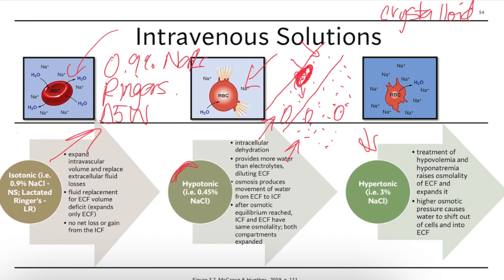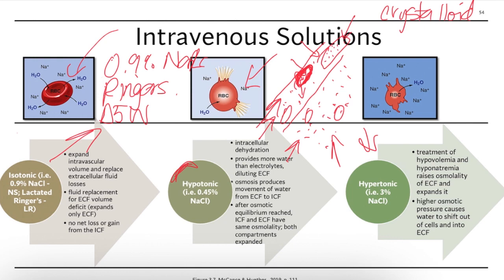So let's imagine that. I'm going to draw another, bigger red blood cell here. We've given a hypotonic solution, meaning the solution that we've given in the vein has a lower tonicity. It has fewer particles in it than what is inside the cell or inside the interstitium, one or the other or both. What's going to happen? Well, we know the fluid is going to move towards the place where there are more particles.